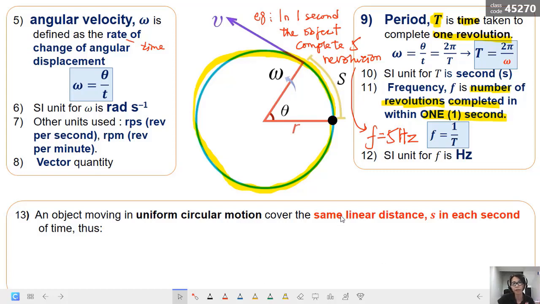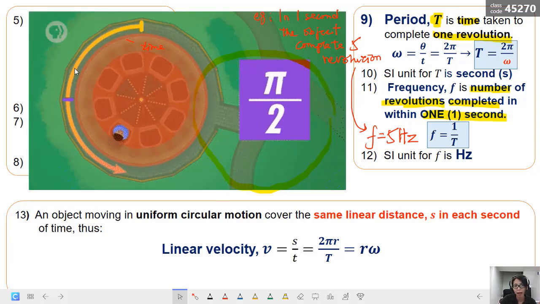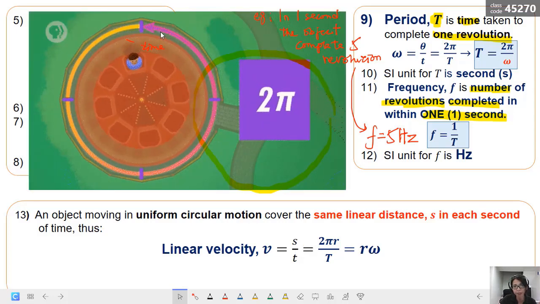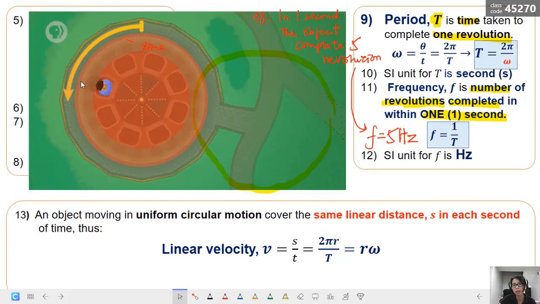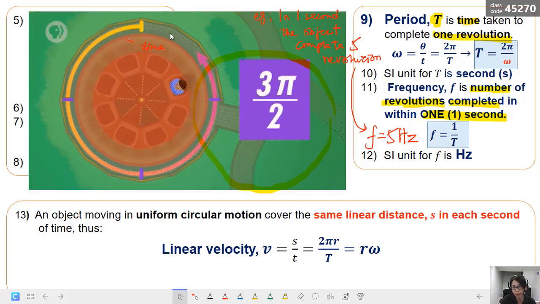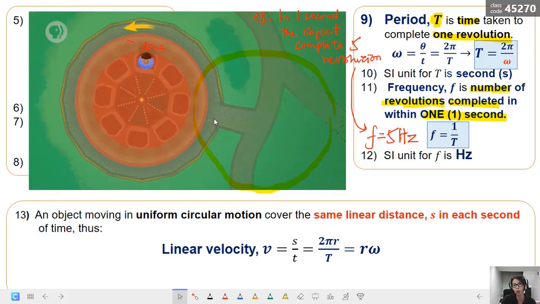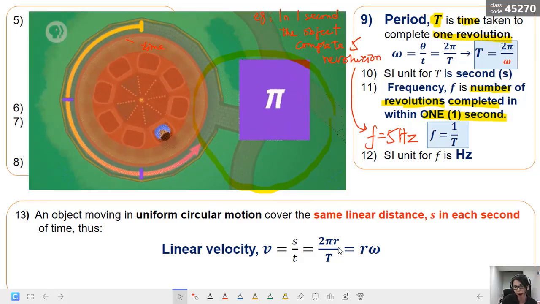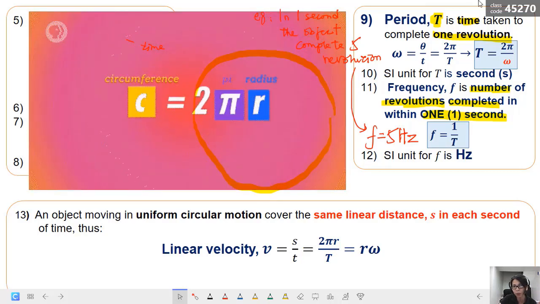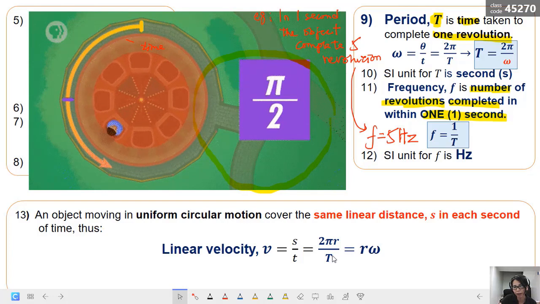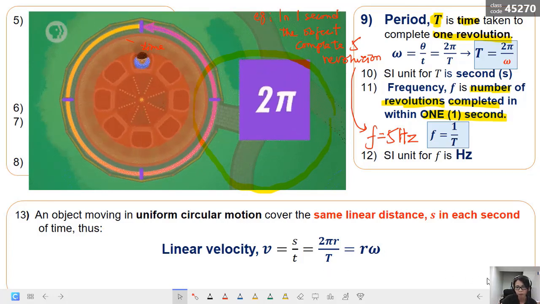Now we know that an object that moves in uniform circular motion, because it moves with constant speed, will cover the same linear distance in each second of time. So how do we determine linear velocity? If we recall the formula from topic 2, kinematics, v is distance over time, s over t. So class, completing 1 revolution is equivalent to the circumference. You pusing satu pusingan setara dengan satu lilitan bulatan, 2 pi r. So the s is 2 pi r. Masa untuk complete satu pusingan adalah period T. So divide by T.